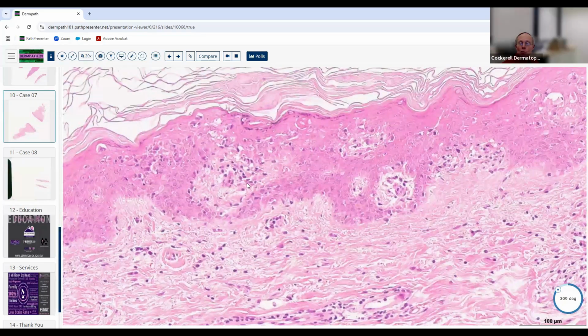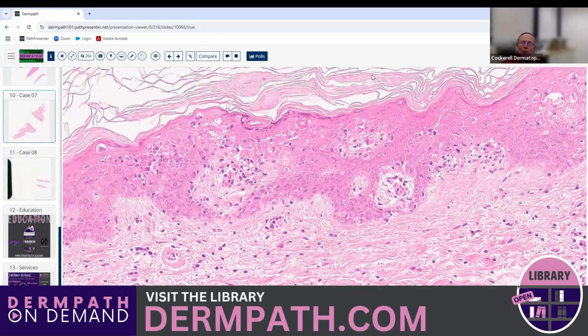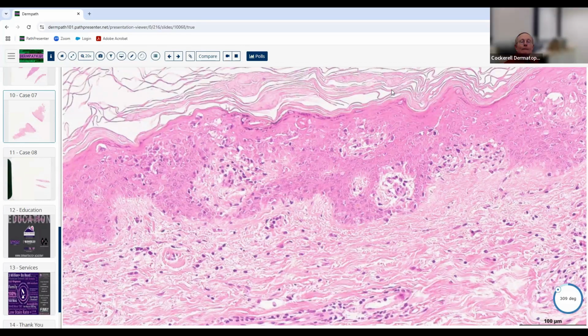You get extravasated erythrocytes in that condition, often seen in children. Are we talking about erythema multiforme? No, because you get the abnormal cornified layer there. Erythema usually is basket weave because it occurs quickly.